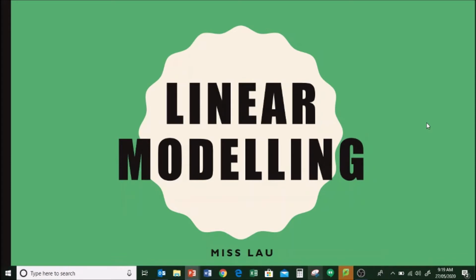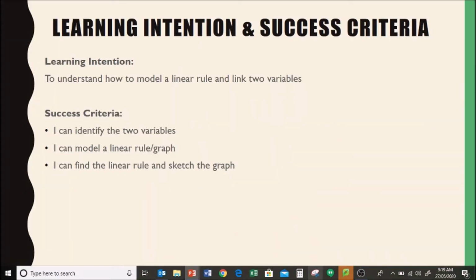Today we're going to be doing linear modeling, which is going off the linear equations and graph topic. So today's learning intention is to understand how to model a linear rule and to link two variables. Variables, just a bit of a reminder, could be a letter, could be A, could be X, and these two variables could resemble something, like A could resemble cost, and X might be time. So how much your time would cost.